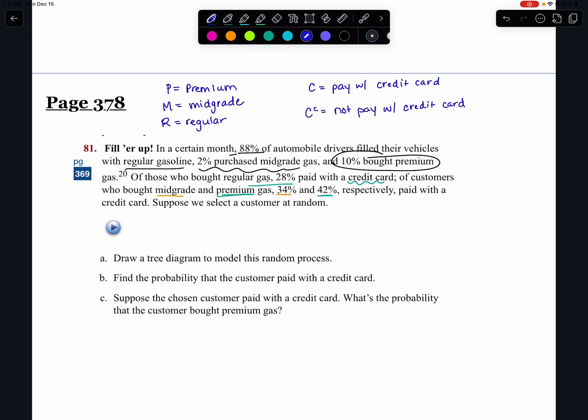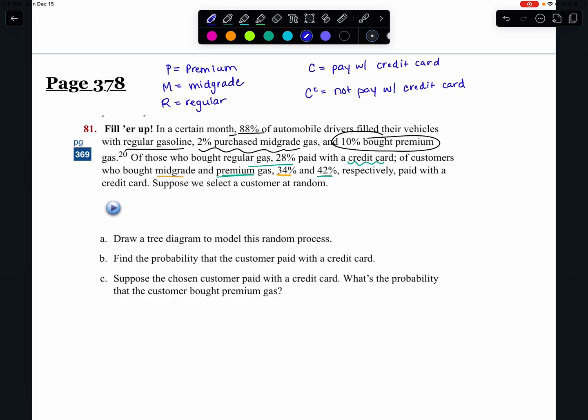All right, so now let's start writing down some of these probabilities and get out of the paragraph and into symbolic notation. So 88% of automobile drivers fill their gas with regular gas. So the probability that we're getting regular gas is 0.88. The probability that we're getting mid-grade gas is 2%, which is 0.02. Don't write 0.2. And then 10% are getting premium, so I'm going to write P of P is equal to 0.10. All right, so that sums to 100. That's the types of gas that they're selling.